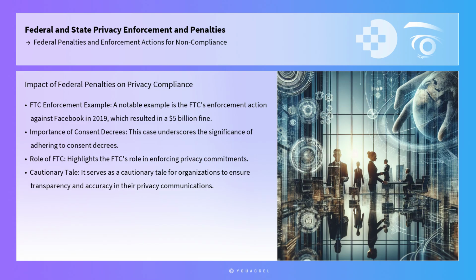Case studies further illustrate the impact of federal penalties and the importance of compliance. A notable example is the FTC's enforcement action against Facebook in 2019, which resulted in a $5 billion fine for violating a 2012 privacy settlement by misleading users about their ability to control the privacy of their personal information. This case underscores the significance of adhering to consent decrees and highlights the FTC's role in enforcing privacy commitments. It serves as a cautionary tale for organizations to ensure transparency and accuracy in their privacy communications.